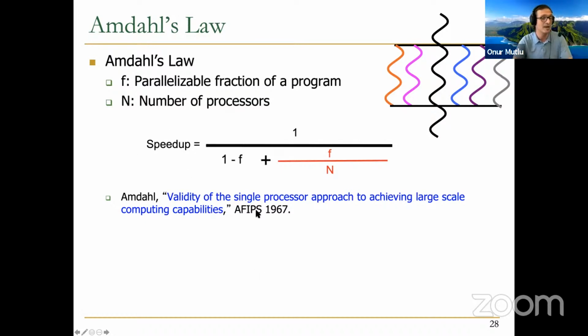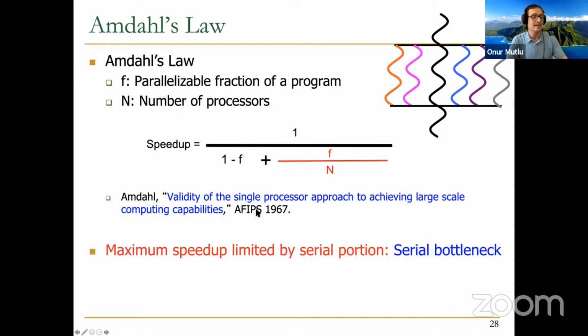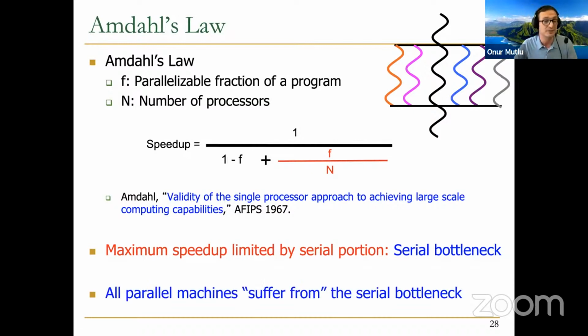And that's why he wrote the paper that you're going to review. Basically, maximum speedup is limited by the serial portion or serial bottleneck that's non-parallelizable. It's really bottlenecked by 1 minus f in the end. And all parallel machines suffer from the serial bottleneck.